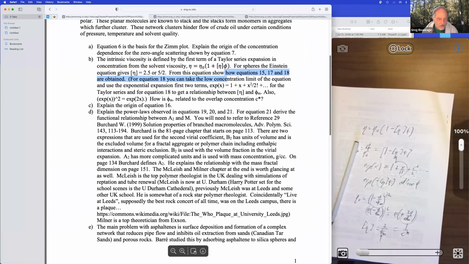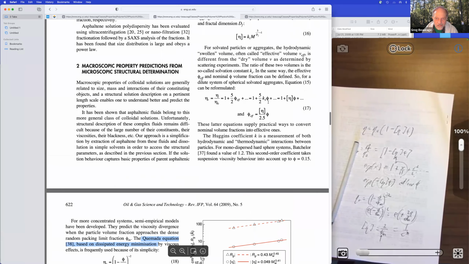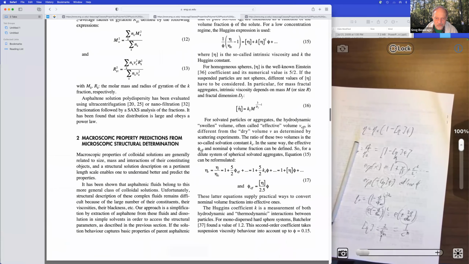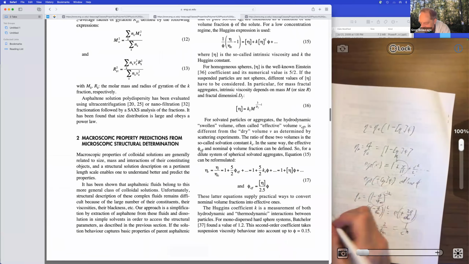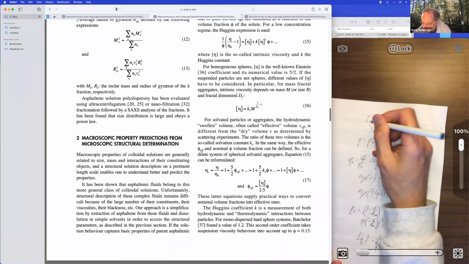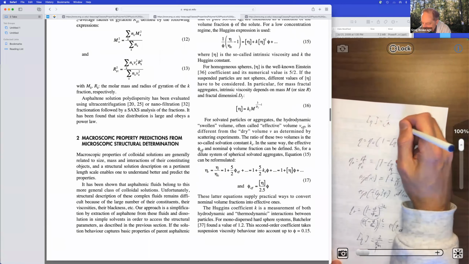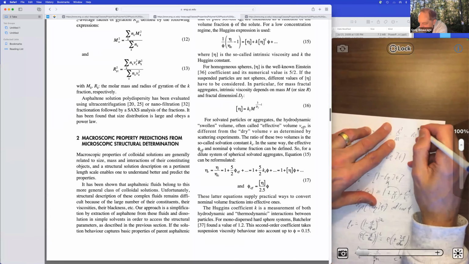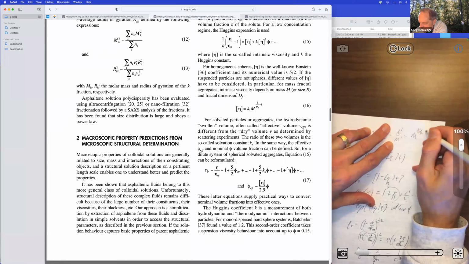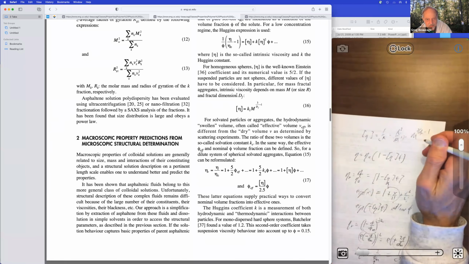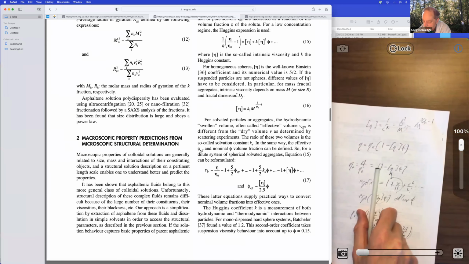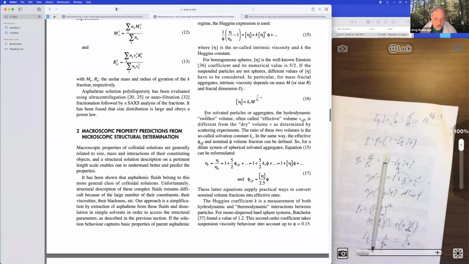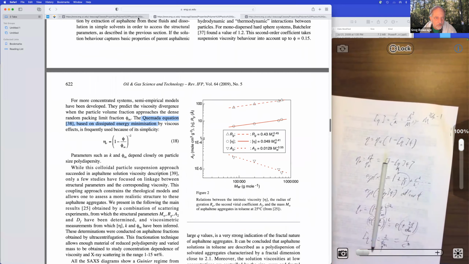And then explain the origin of 16. 16 is just the mass fractal law. So you say that this thing is 1 over c star. C star is the mass over the volume cubed. And then the volume is going to be the mass to the 3 by df, and then minus 1 for this one. So that's that equation, right? And then what else is here?